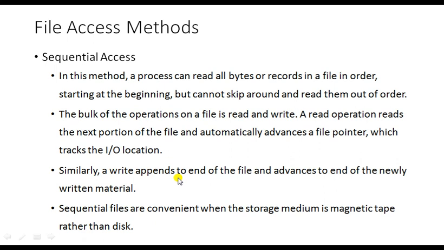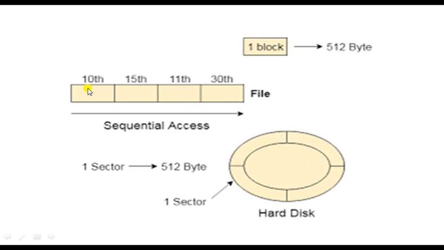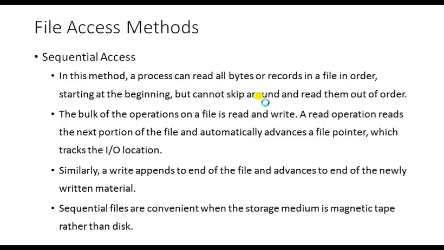Similarly, a write appends to the end of the file and advances to the end of the newly written material. In the sequential access approach, if you want to write something on the file, you can write that content at the end of the file. That means the sequential access approach accepts append operation only. Suppose if you want to write something on this file, after 10th, 15th, 11th and 30th, you generate one more block. There you can write the content. That means only append operation is allowed. At the end of the file only you can add something.